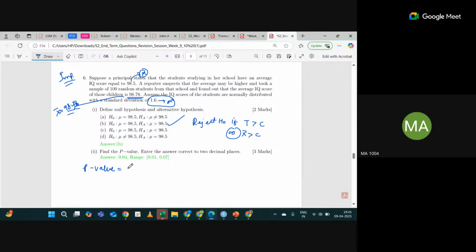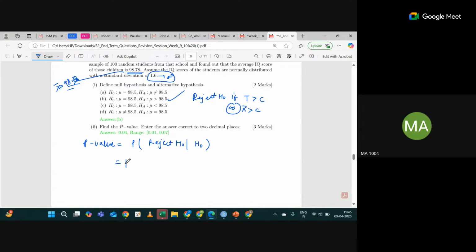Yes or no? So this is basically the alpha: reject H naught when H naught is true, but we have to find the lowest, right? So the lowest significance is the P value only, right? This is alpha only. So what is the meaning of lowest significance? How will you find the P value? If you see, the value of the test statistic is greater than 98.78. Yes or no? Yes, sir. You are going to test for this.